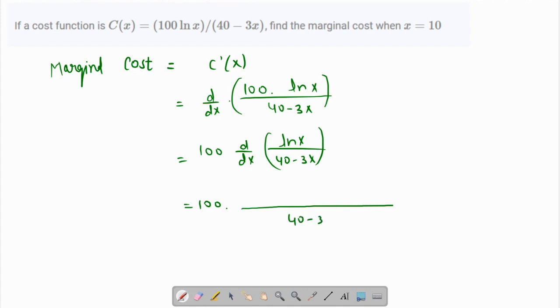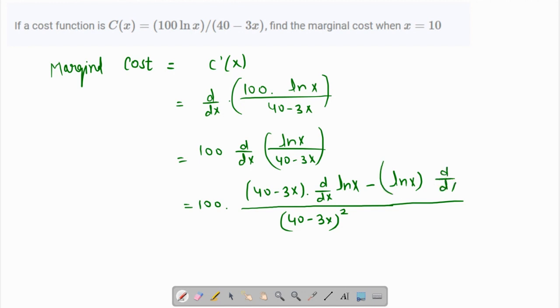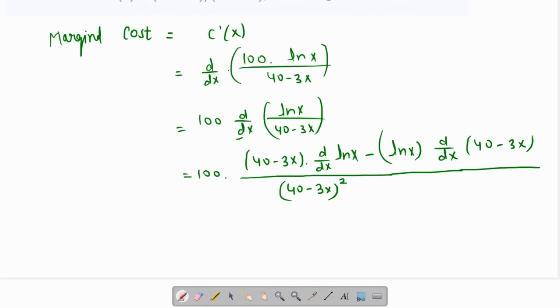So we have the denominator square, and we have the denominator times the differentiation of the numerator, as in the differentiation of ln x, minus the numerator, which is ln x, times the differentiation of the denominator, which is 40 minus 3x. So that's how it is.